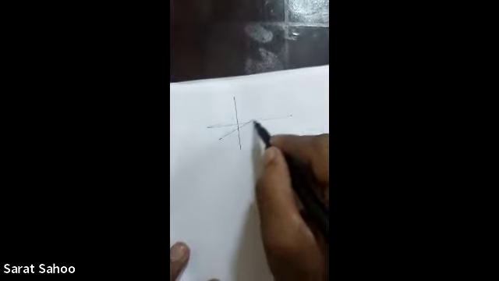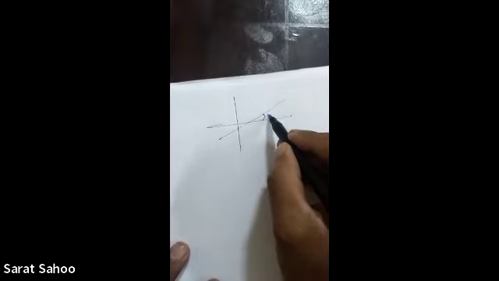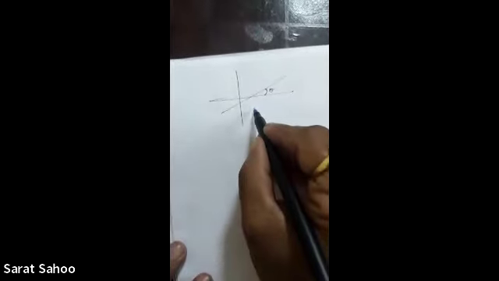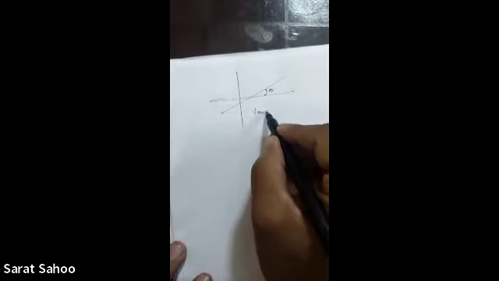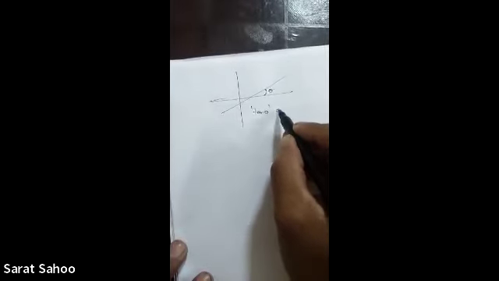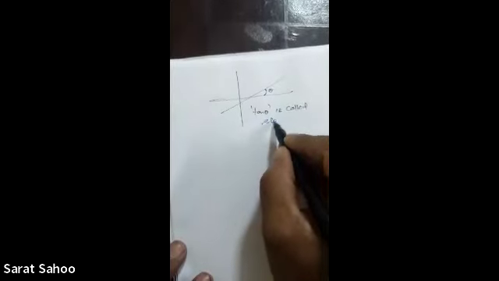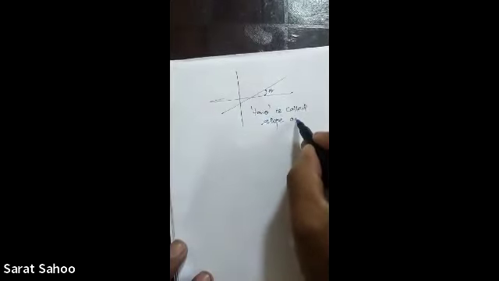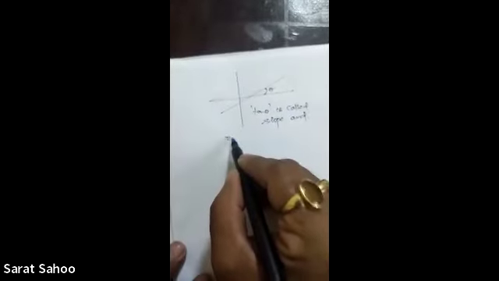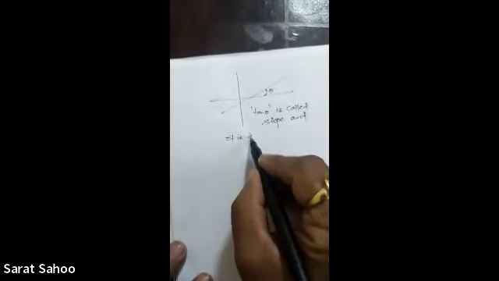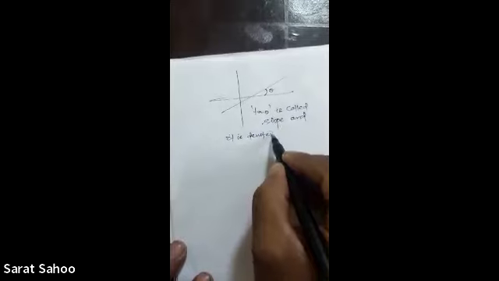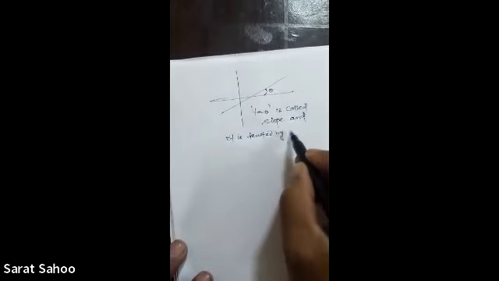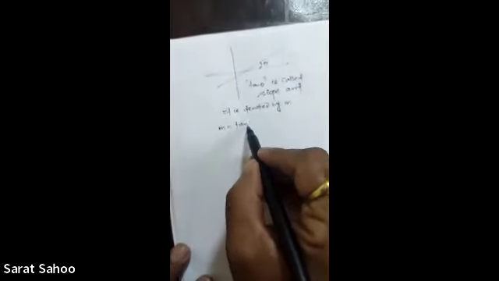If theta is the inclination of the line, then tan theta is equal to the slope, and it is denoted by m. m equals tan theta.